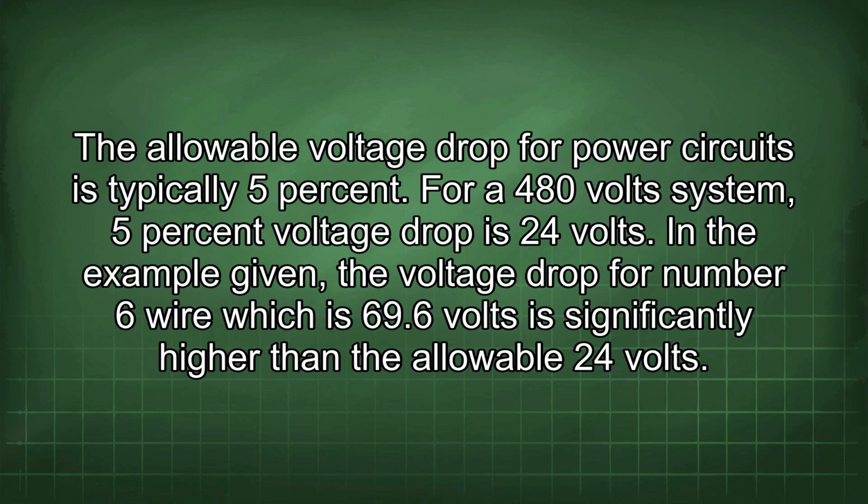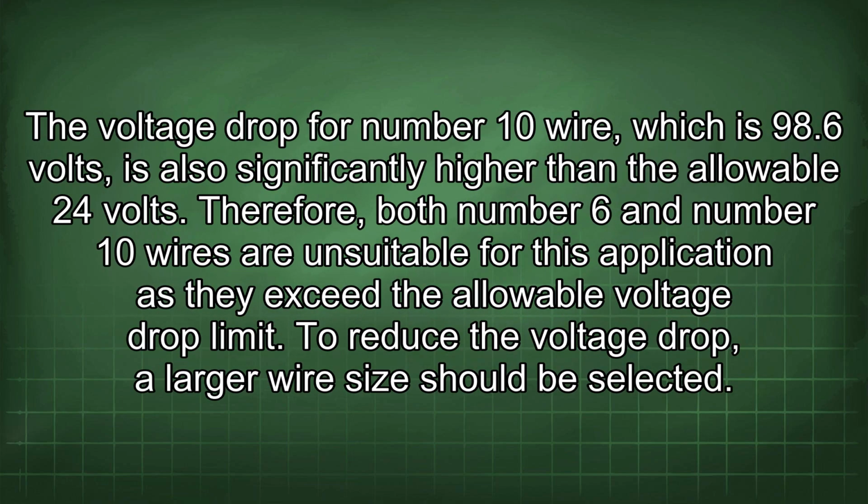The allowable voltage drop for power circuits is typically 5%. For a 480 volt system, 5% voltage drop is 24 volts. In the example given, the voltage drop for number 6 wire, which is 69.6 volts, is significantly higher than the allowable 24 volts. The voltage drop for number 10 wire, which is 98.6 volts, is also significantly higher than the allowable 24 volts. Therefore, both number 6 and number 10 wires are unsuitable for this application as they exceed the allowable voltage drop limit. To reduce the voltage drop, a larger wire size should be selected.